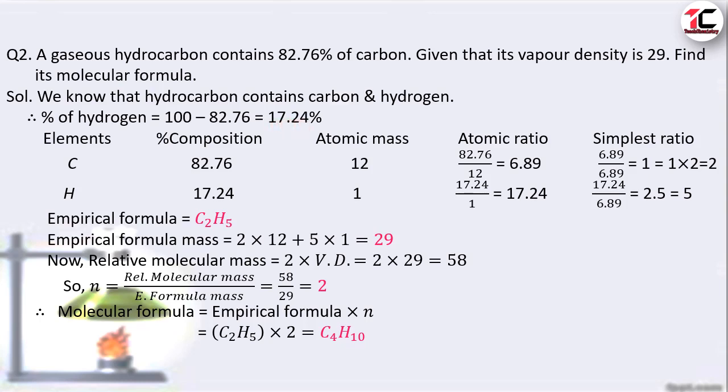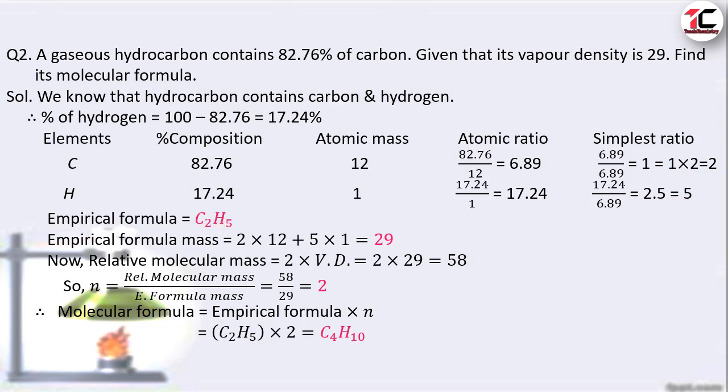Again we will make the table: element, percentage composition, atomic mass, atomic ratio and simplest ratio. On calculation we will find the simplest ratio of carbon is 1 and simplest ratio of hydrogen is 2.5, but here 2.5 is not a whole number, so we will multiply it by 2 and we get 5. When we multiply 2.5 by 2, we will also multiply the first one, 1 by 2, it comes 2 and it comes 5. So empirical formula is C2H5.